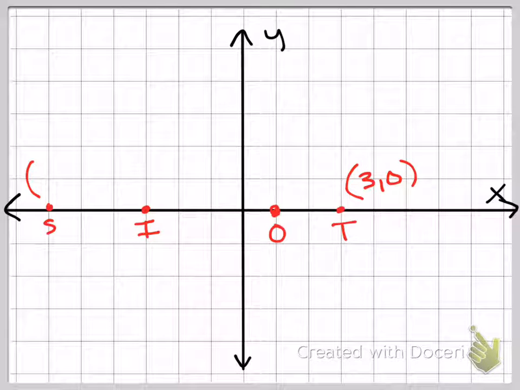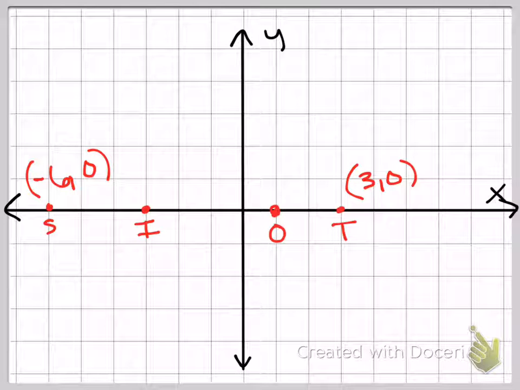Say it again. Remember, the first one is how far you go left and right. Did I go to get S? Do we go left or right of the origin? So therefore, it should be positive or negative. I like it.